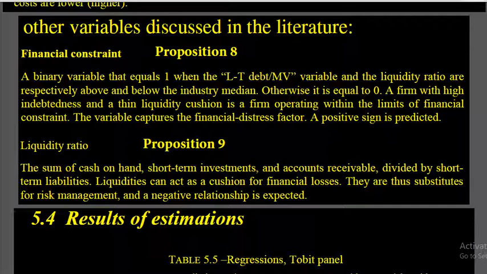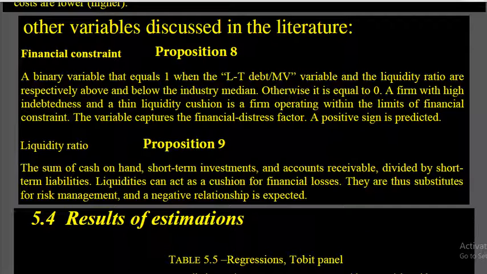But let's look at the liquidity ratio. Liquidity ratio is the sum of cash on hand, short-term investments, and accounts receivable divided by short-term liabilities. Three things: cash on hand, short-term investments, and accounts receivable, divided by short-term liabilities. And otherwise, coming back to financial constraint, it is equal to 0.